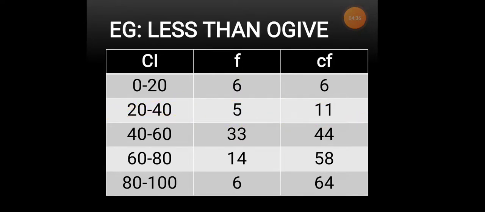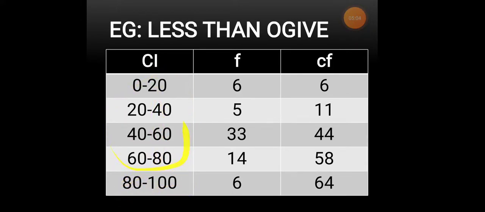Now the next, third class, less than 60. We take into consideration the whole thing less than 60. So 33 plus 5 plus 6, that is 44. So this is the less than ogive cumulative frequency. In the same way, for the next one, less than 80, we take into consideration this whole thing and leave this out. Why is this not less than 80? Because it is more than 80.